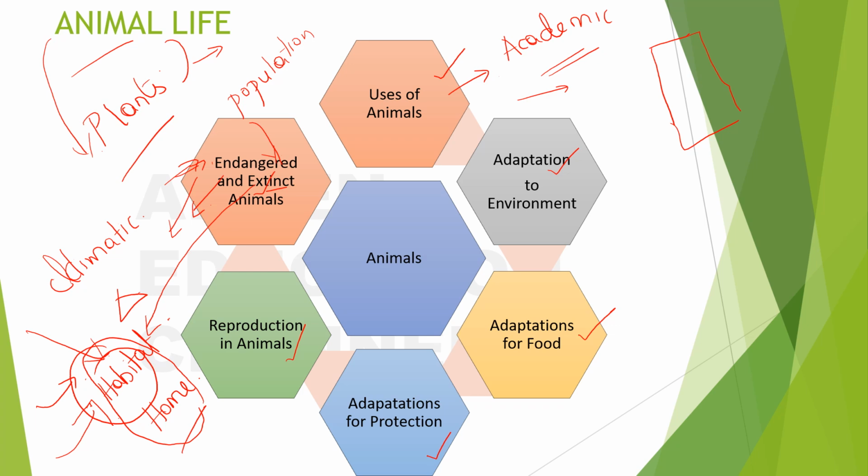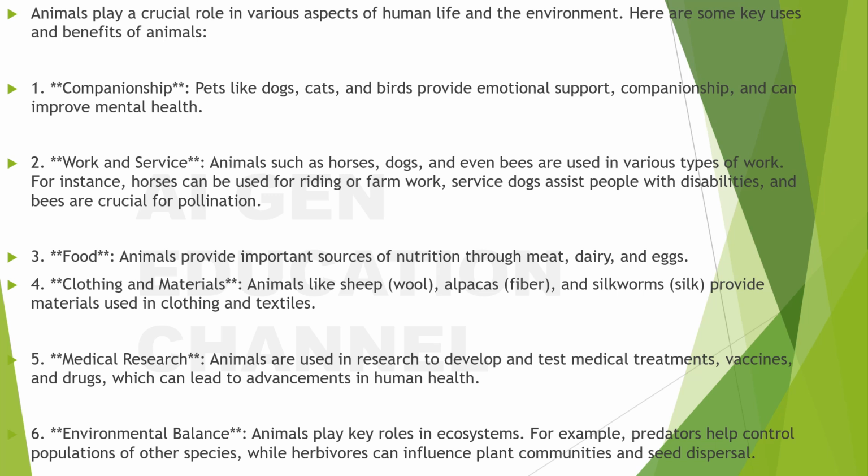And about the uses of animals, we'll start with uses of animals. We all know how animals are useful, right? Animals play a crucial role in various aspects of human life and environment. Here are some key uses and benefits of animals. Companionship. Pets like dogs, cats and birds provide what? Emotional support, companionship, and can improve mental health. Whenever you feel sad or too tired, you just go and play with your pets, right? At that time you will feel happy, and you get relaxed by playing with the pets. This is called companionship.